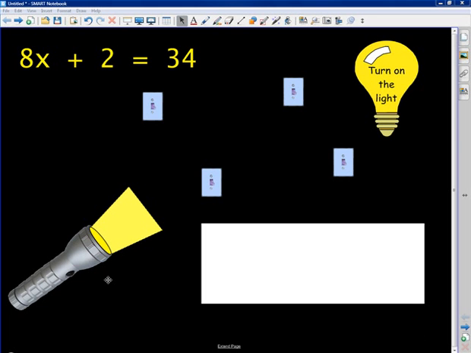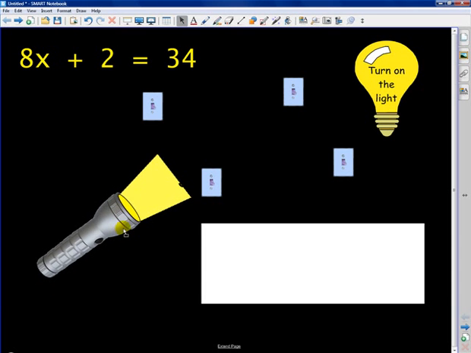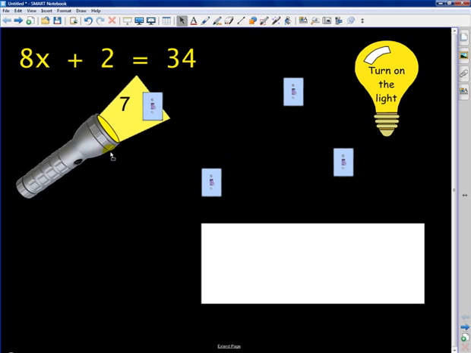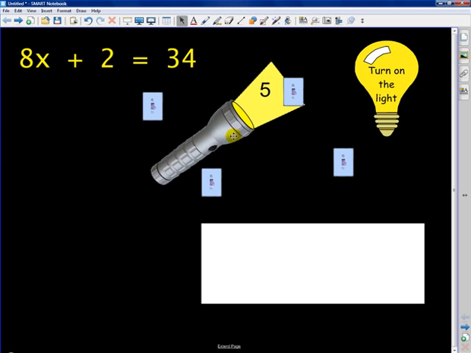In this application, students would solve a math problem and drag the flashlight around and try to find the correct answer. When they think they've found the correct answer, they'll try to turn on the light by touching the light switch.